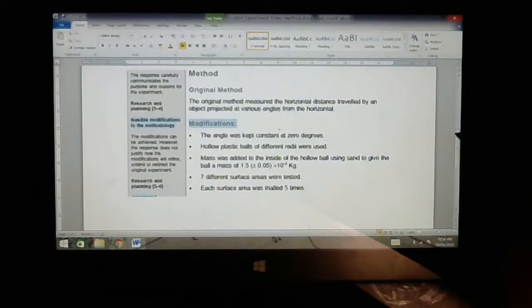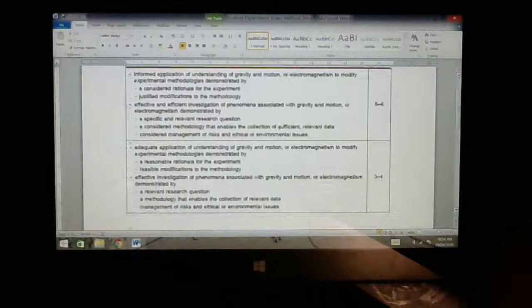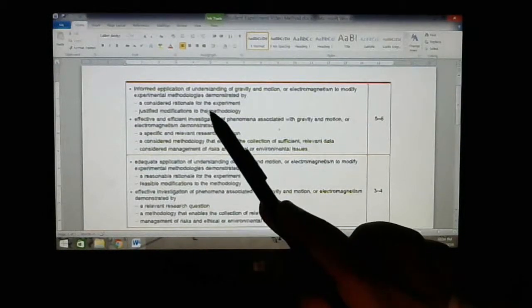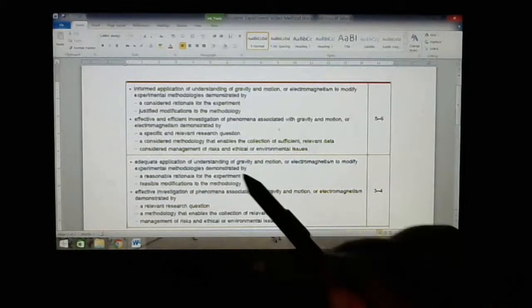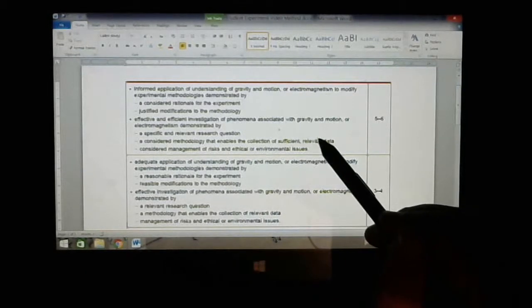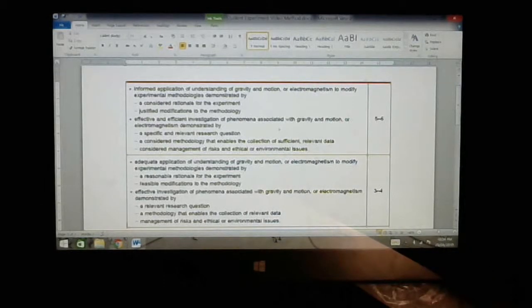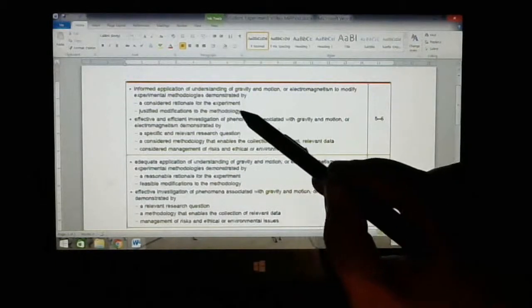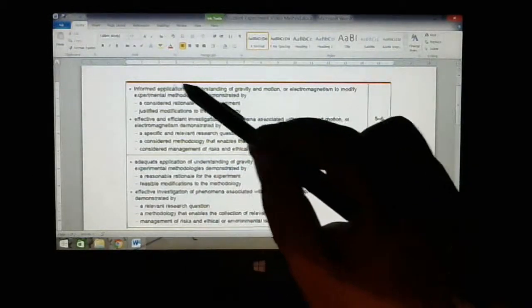So let's go back up to the criterion here. So we're only really looking at this one, feasible modifications compared to justified modifications. This one here about methodology that enables collection of sufficient relevant data, really that's looking at your data. Do you have enough of it? That's how we're going to judge that criterion. So this one little bit about method is only affecting this one sub-criterion for this overall mark.